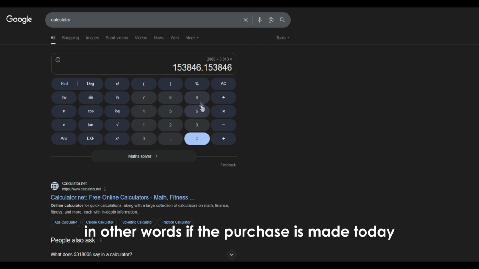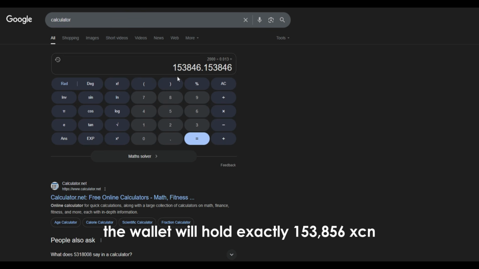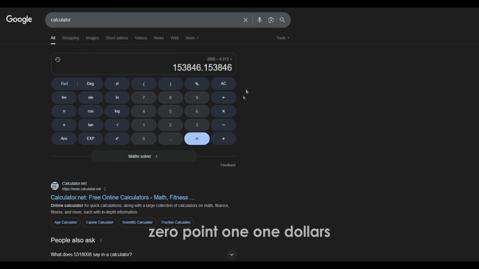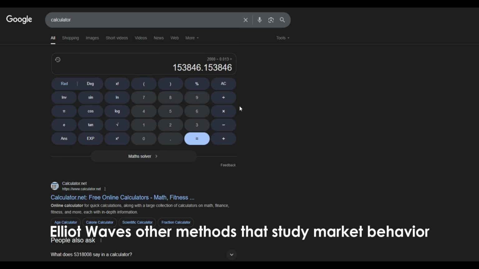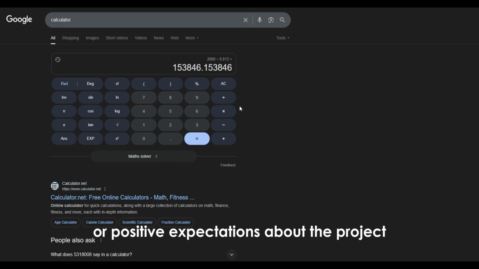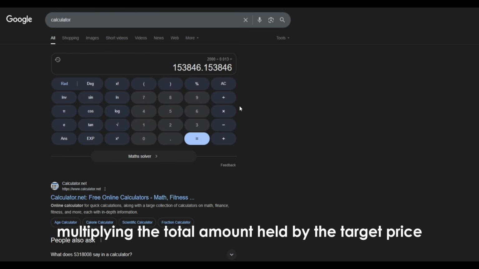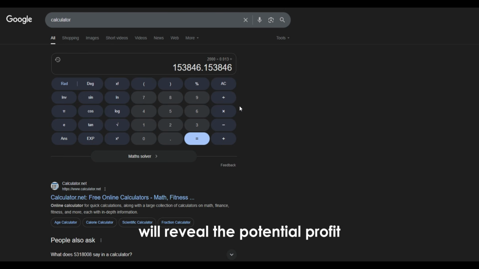In other words, if the purchase is made today, the wallet will hold exactly 153,856 XCN. Now we get to the most exciting part. At this point, a target price has been set, $0.11. This target may have been determined through technical analysis, Elliott waves, other methods that study market behavior, or positive expectations about the project. If XCN reaches this $0.11 level, multiplying the total amount held by the target price will reveal the potential profit. Multiplying 153,856 XCN by $0.11 results in a figure of $16,923, which is quite a satisfying number.